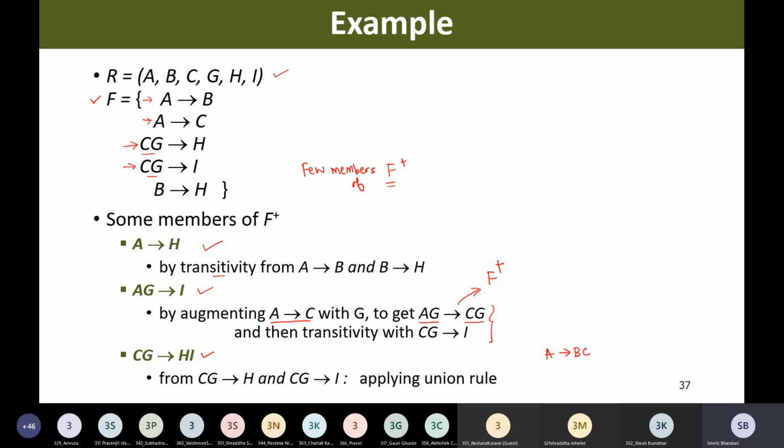So I hope you must have understood. As homework, add a few more members now. This is just one example. So for the same relational schema with the same set of functional dependencies, please try to add a few more members to this F plus. Apply the rules and come up with new members. Got it? May I proceed?